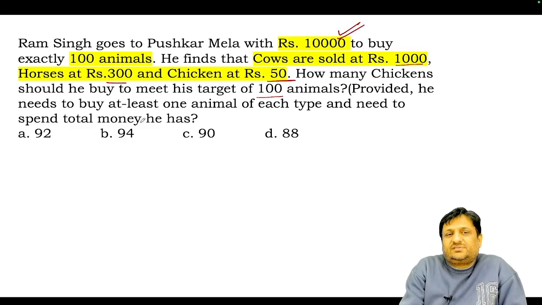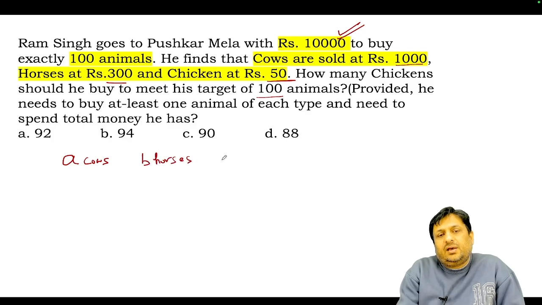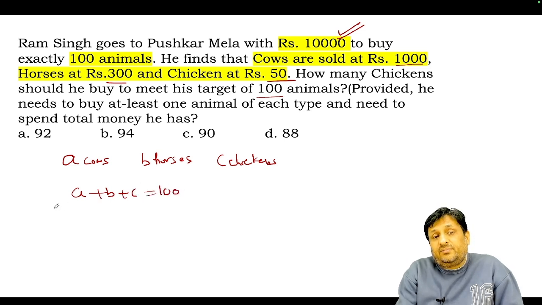Let's make the equation first. Let's say he buys A cows, B horses, and C chickens. Then the total animals must be A plus B plus C, that must be 100, of course. The total price he is paying: a cow is worth 1,000 rupees, a horse 300 rupees, and a chicken only 50 rupees, and the total money he needs to spend is 10,000.